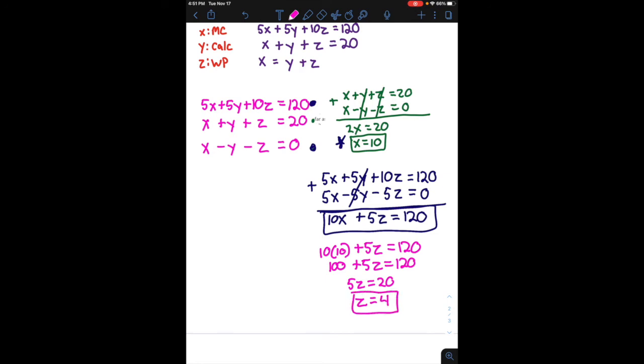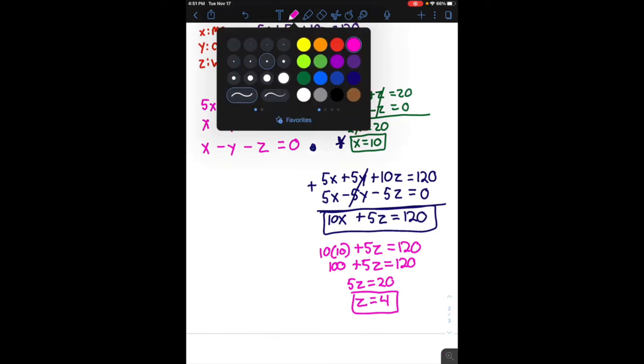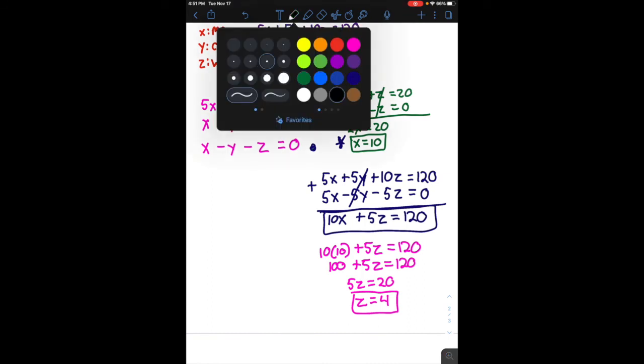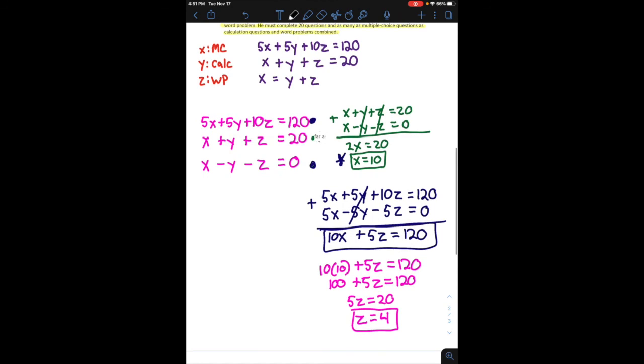The last variable we need to solve for is y, or the calculation problems, in which we can now just take x and z and substitute them into one of the original equations. I'm going to substitute into the second equation. That seems to be pretty easy. x plus y plus z is 20. I know x is 10. I don't know what y is yet. And I know z is 4. So from here, we could solve for y by combining the like terms to get 14 plus y equals 20, and y equals 6.